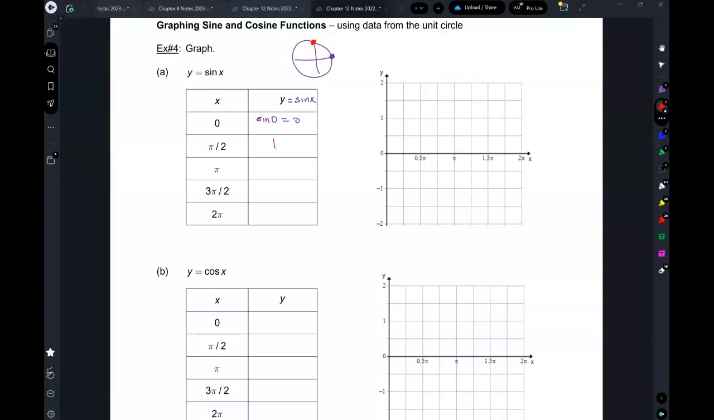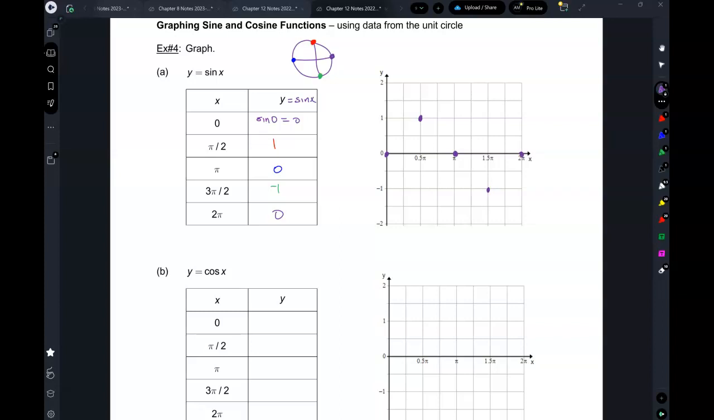1. Okay, what about pi? How much do I go vertically to get to pi? 0. How about 3 pi over 2? How much do I go vertically to get to it? And 2 pi? Fabulous. Okay, so let's graph this. Sine of 0 is 0. At pi over 2, sine is 1. At pi, sine is 0. At 3 pi over 2, sine is negative 1. At 2 pi, sine is 0.